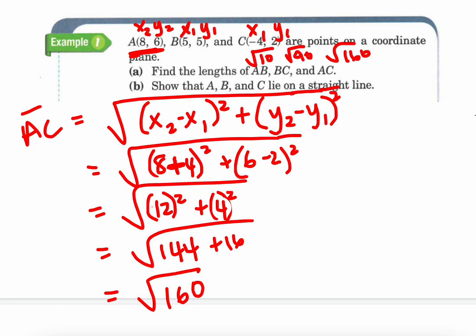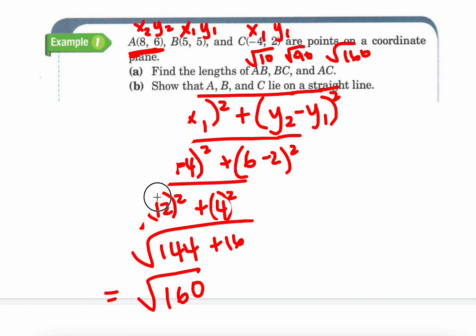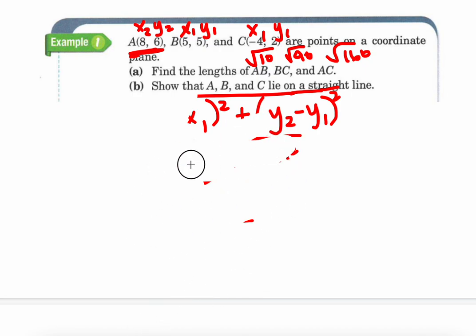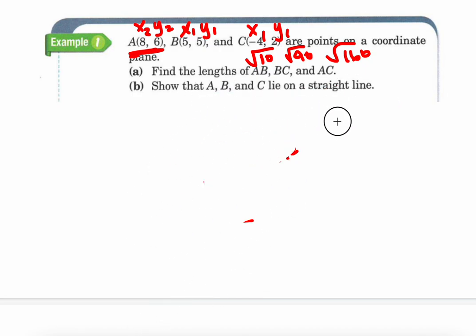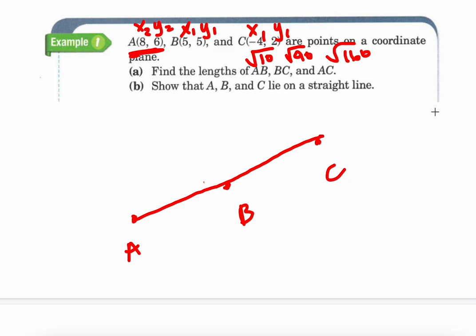All right, and lastly, we need to show that A, B, and C lie on a straight line. I'm going to try and do as much as I can without a coordinate plane, okay? Because I really don't want to bust out a coordinate plane. It's going to waste so much time. So the more I can use logic, the better. So I have A, B, and C. Let's assume A, B, and C are on a straight line. Well, if that were the case, then AB plus BC should equal AC, right? So let's see if that's true.